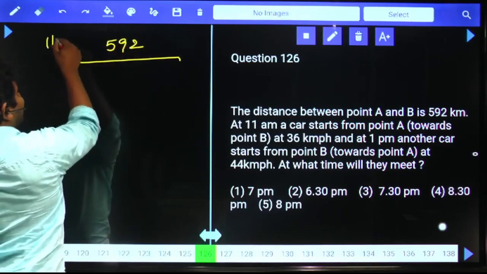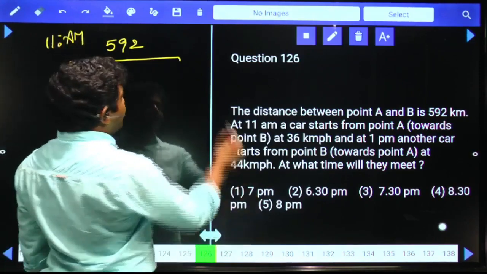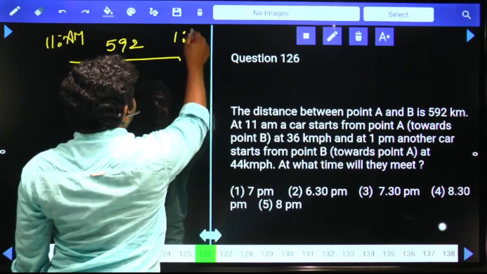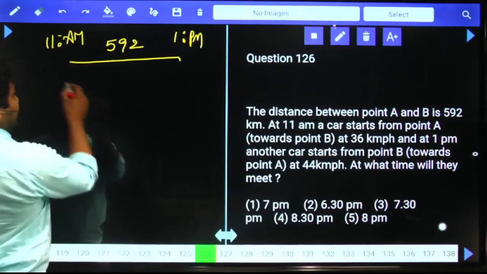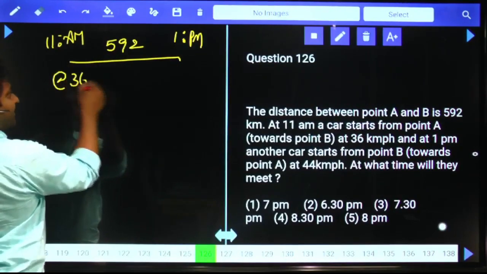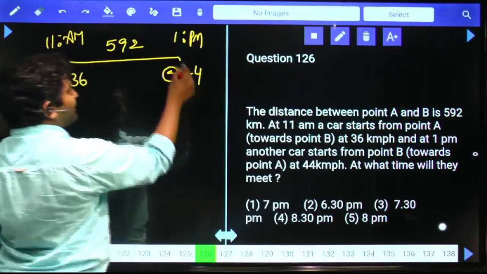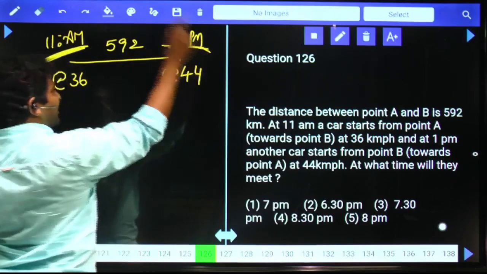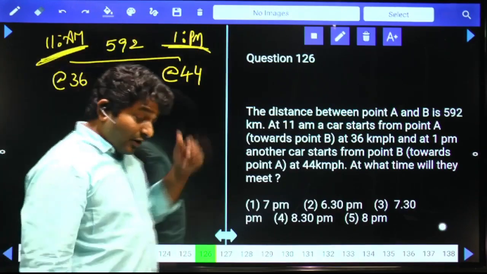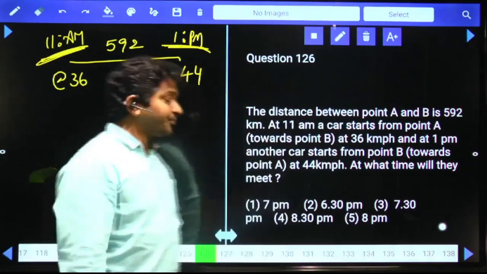And here, train A starts at 11 a.m. and B starts at 1 p.m. A is traveling with speed 36 km per hour and B is traveling with the speed 44 km per hour. Now first one starts at 11 a.m. and second one starts at 1 p.m. After how many hours of first train started? Second one is starting 2 hours later.